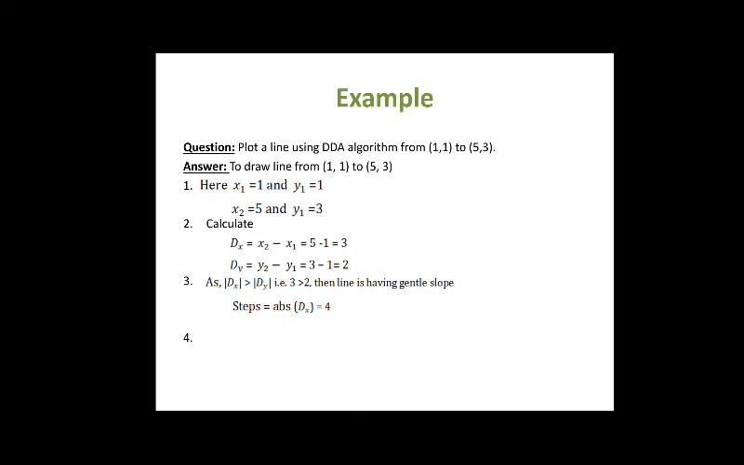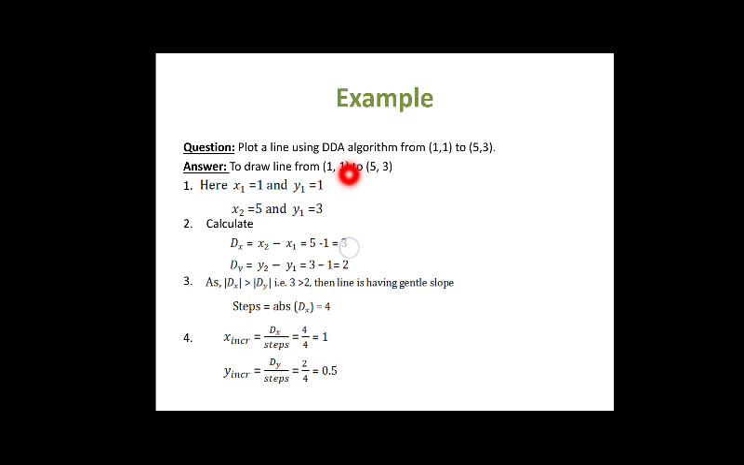So the absolute value dx is 4, it should be 4, not 3. 5 minus 1 is 4, right? So dx has a value of 4. Then next, the x increment and y increment. So we have to find the x and y increment. For that we have the formula dx divided by steps. So dx is nothing but 4. It was written by mistake as 3, it should be 4.